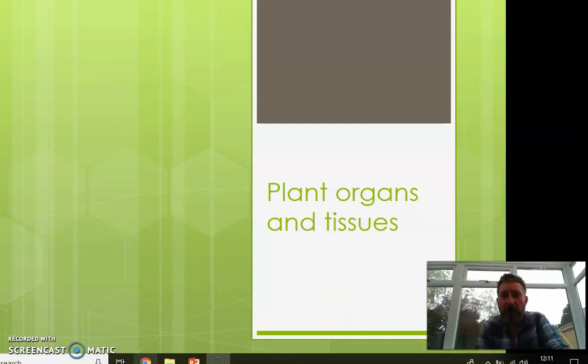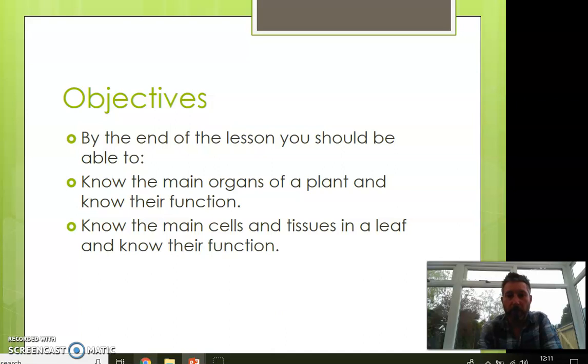Today we're going to look at plant organs and tissues. So fingers crossed by the end of today you'll be able to tell me what the main organs of a plant are and know what the function of those organs are. And we're going to look at the main cells and the tissues in a leaf and be able to look at the function of those.